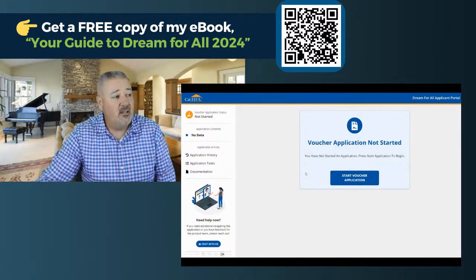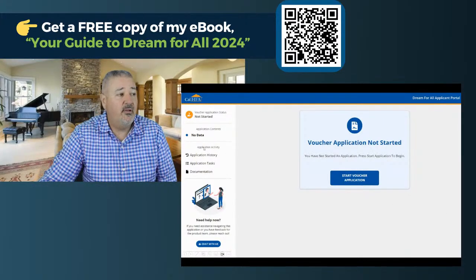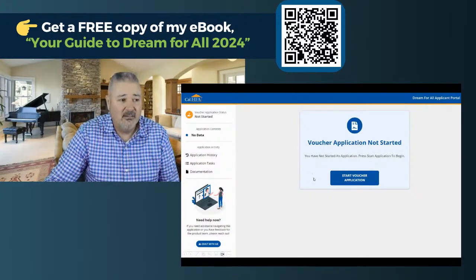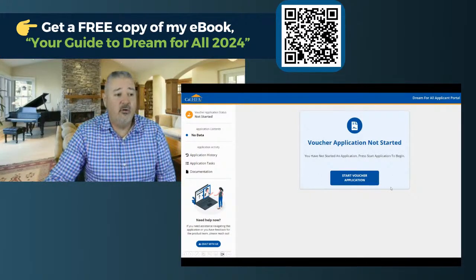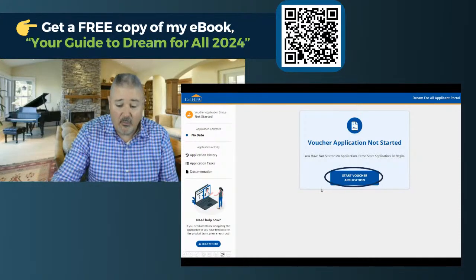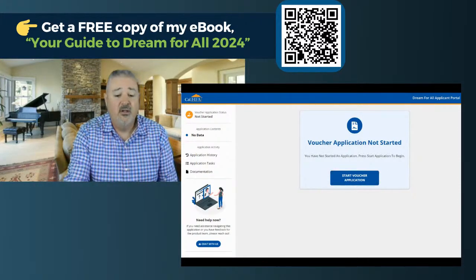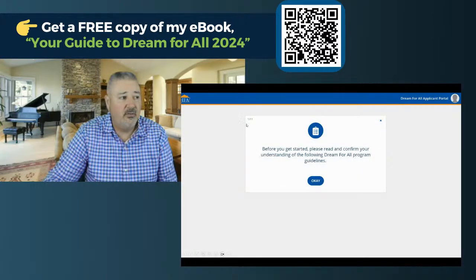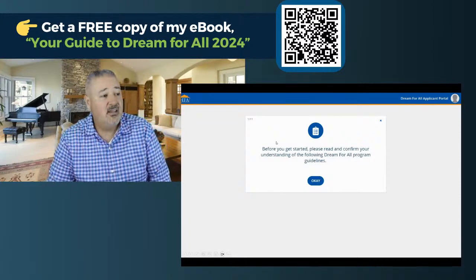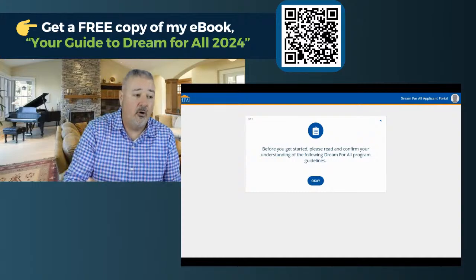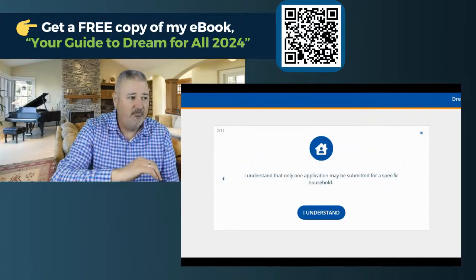So the first thing is you've got some links on the left side. I'll go through the links on the left side after I go through the actual voucher process. So right here in the middle of the screen, you're going to see where it says start your voucher application. You're going to click right there. When you click there, it takes you to this page. You see on the top left, it says 1 of 11. And the first thing it says is before you get started, read and confirm your understanding of the Dream for All program guidelines. Okay? Okay, you hit okay.